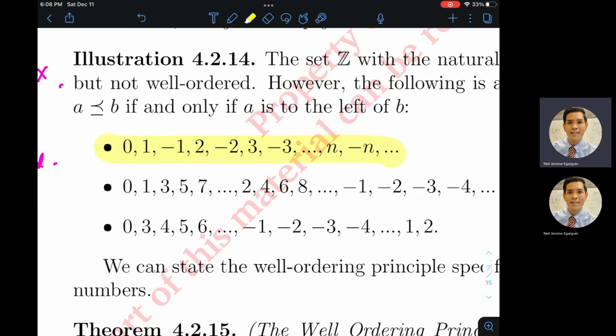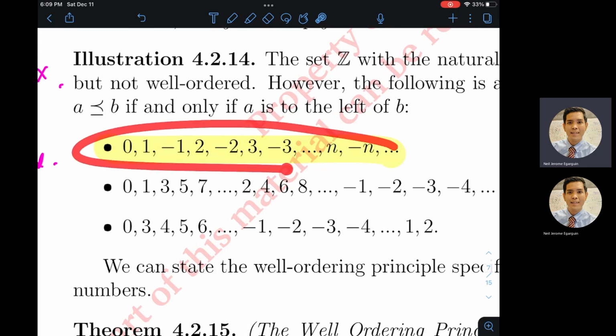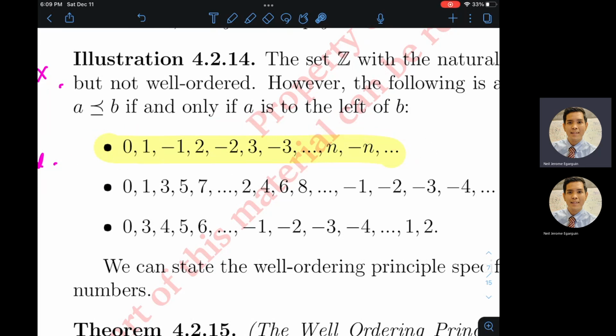So ng set Z, imagine nyo lang to as a poset diagram or a lattice diagram wherein pag nandun ka sa kaliwa, ibig sabihin piniproceed mo yung nasa kanan. So in this relation, 0 precedes 1, or 1 dominates 0, 0 precedes negative 2, 0 precedes negative n, negative 2 precedes negative 3, negative 2 precedes 3, and so on. So yan yung itsura ng ordering. Total order siya kasi mag-isip ka ng dalawang integers, makikita mo kung sino yung nagpe-precede kanino.